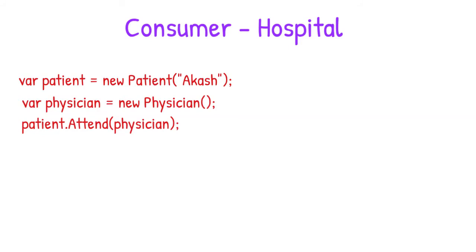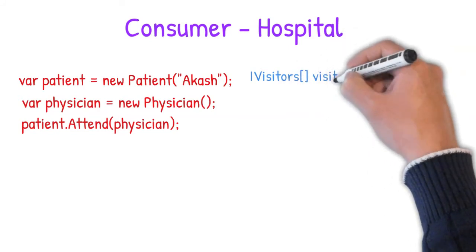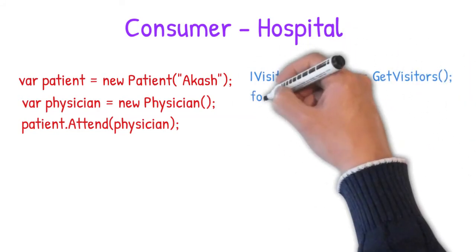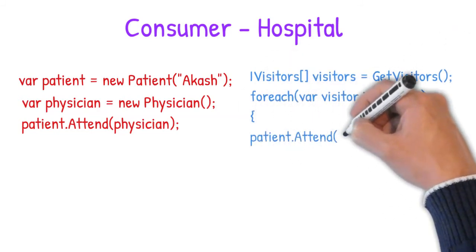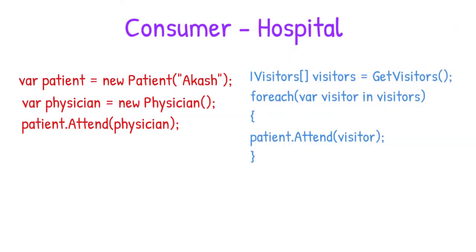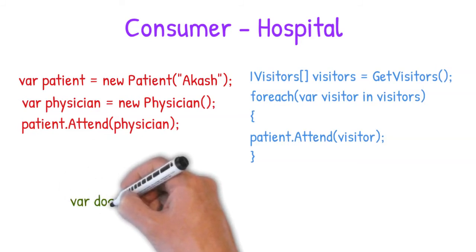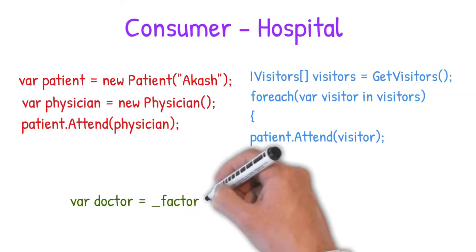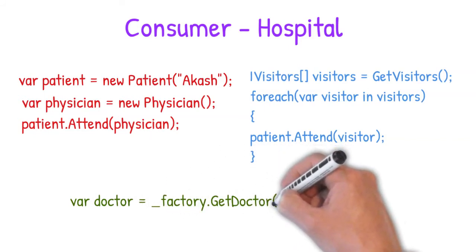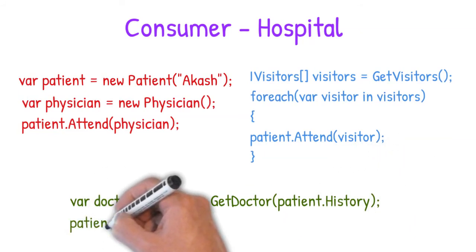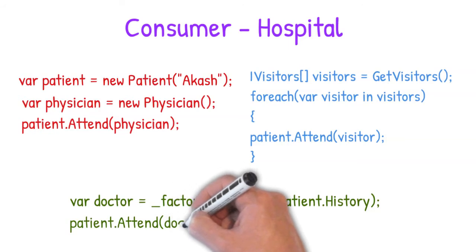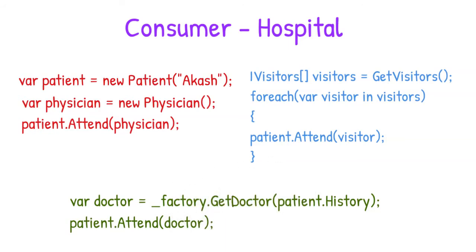The second variation of consumer is where you get all the visitors as a collection and then iterate over that collection so that each visitor visits the patient. The third variation is where, for example, with respect to the patient history, you use say factory pattern inside the consumer code, and the factory will tell you which doctor can visit the patient, and accordingly you can ask your patient to attend the doctor.